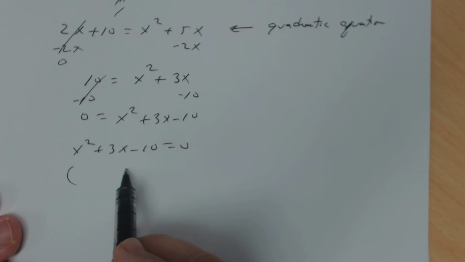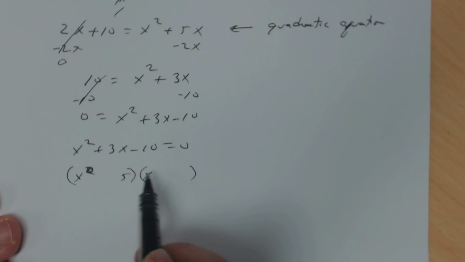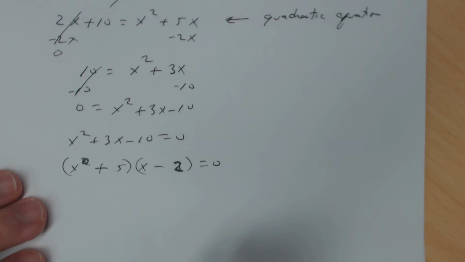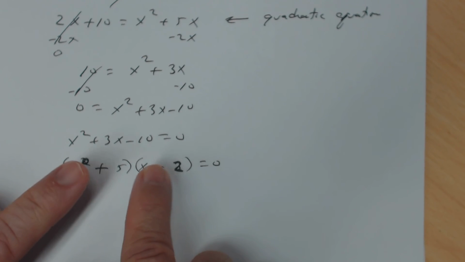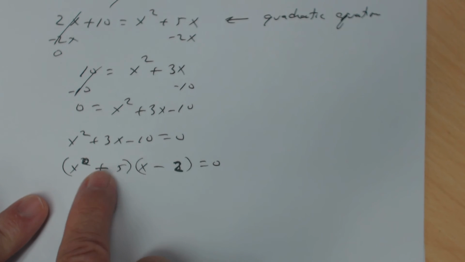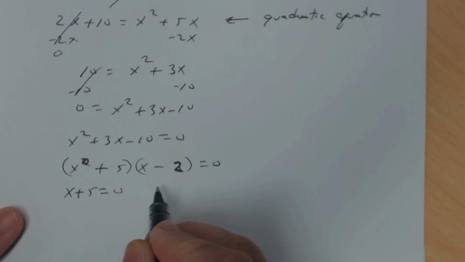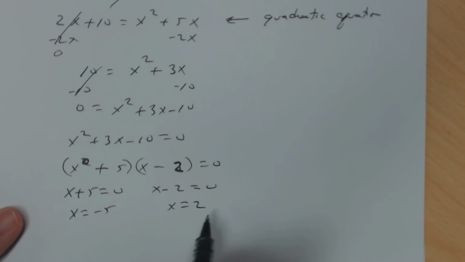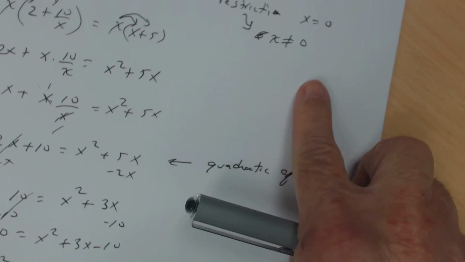Alright, so factor. You get x squared, x times x. You're going to need 5 and 2. And this is going to be plus, this is going to be minus. And that equals 0. Remember, the zero factor property says that when you have two or more factors whose product is 0, then one of them has to be 0. Alright, so I get x plus 5 equals 0, x minus 2 equals 0, and you solve for x. So x is negative 5, x is 2. And so those are my solutions, but go back and make sure that none of them were restrictions.